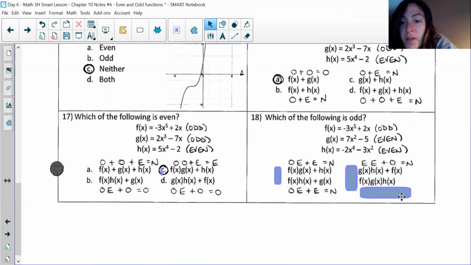So our last example, f of x times g of x, which is odd times even, which is odd, times h of x, which is even, so odd. So our answer is D.